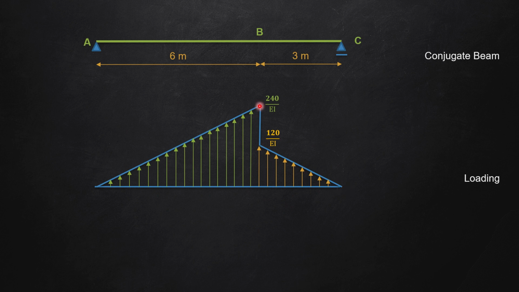For simplicity, I have divided the entire loading into two uniformly varying loads. One is a uniformly varying load of base 3 meter and height 120 divided by EI, and the other one is of base 6 meter and height 240 divided by EI. So this is the conjugate beam and this is the loading that is acting on it. Now before I can move on to find out the shear force and bending moment in the conjugate beam, I'll have to find out the support reactions RA and RC.